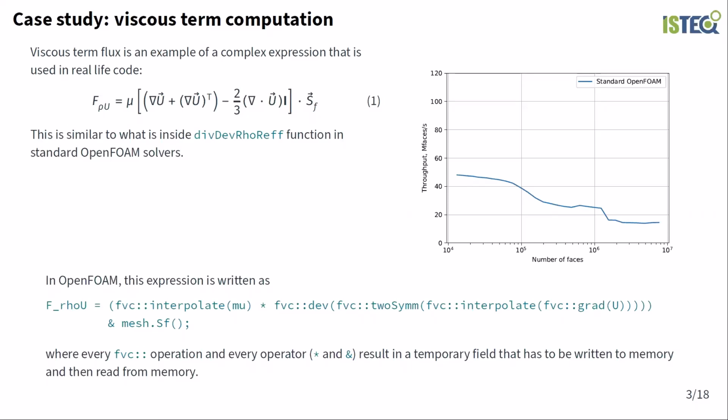And this is how it looks in standard OpenFOAM. There are interesting aspects of this expression. The result is defined on faces, but the source fields mu and u are defined in cells. So we have to do interpolation, and also there is a gradient operation right there. This is the performance of this expression, in throughput of million faces per second, depending on memory size. You can see approximately the cache boundaries, and performance goes down for larger and larger meshes. This is single core performance.